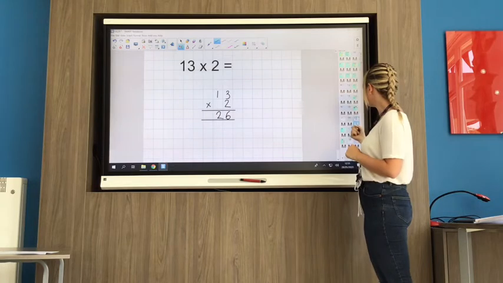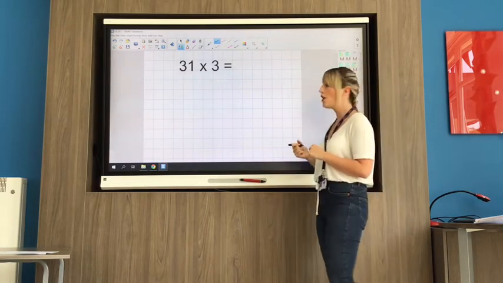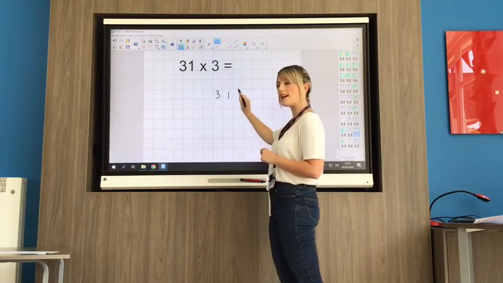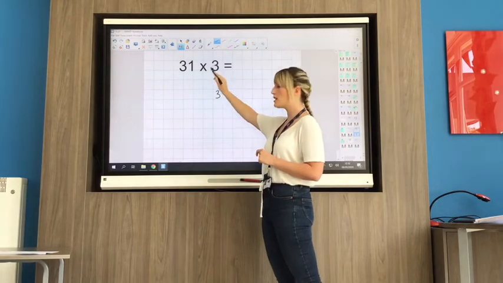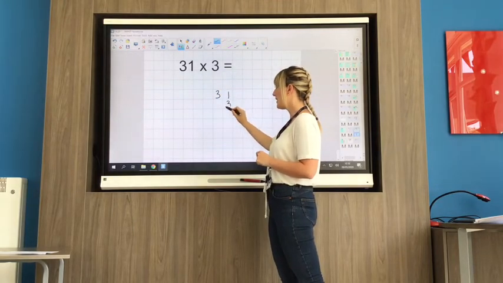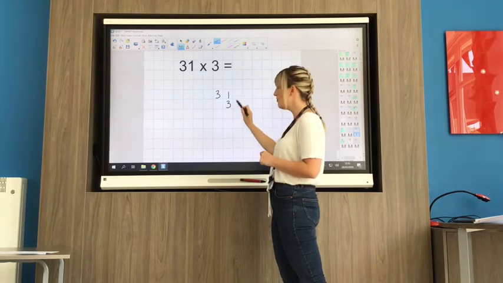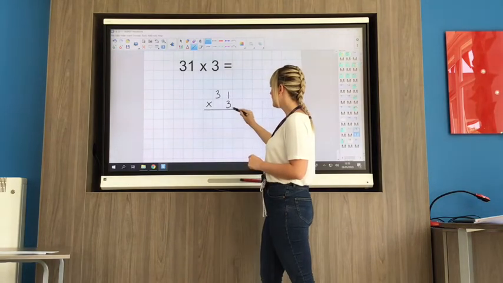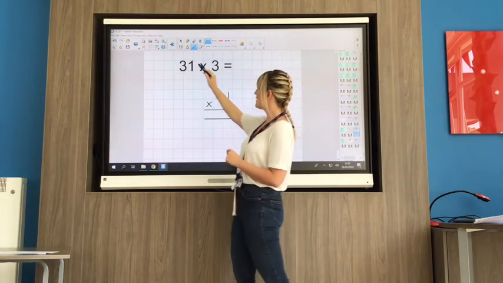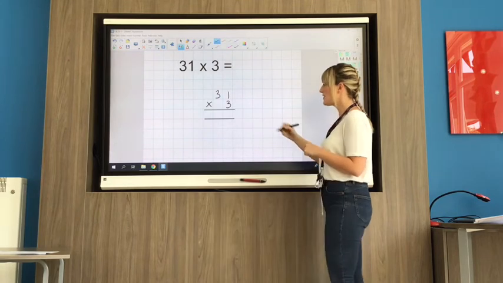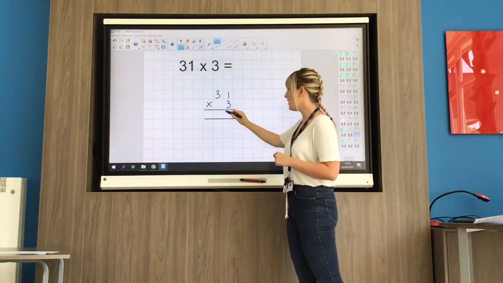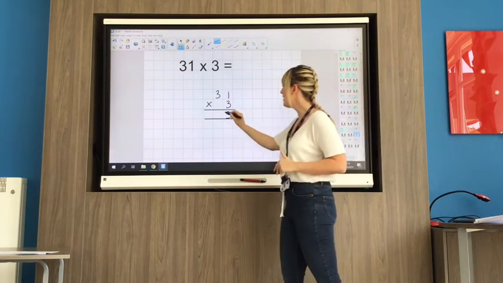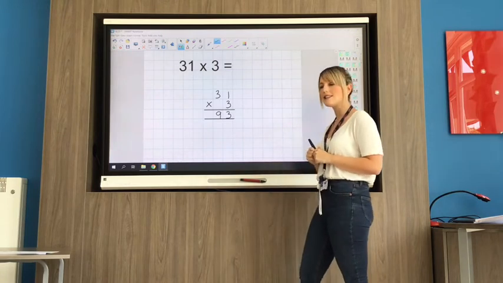Let's try another one. Okay, so I've got 31 times 3. Again, I'm going to put my 31, making sure I've got my tens and my ones column, and I'm multiplying by 3. Okay, so my 3 is in my ones column. I'm going to put my multiplication symbol. I'm going to use my ruler to put my lines. Okay, so we always start at the ones. 3 lots of 1 is 3, and 3 times 3, 3, 6, 9. So my answer would be 93.